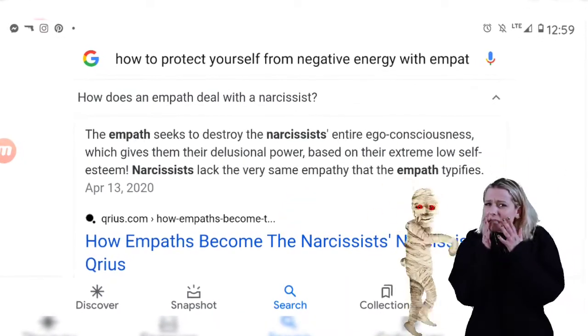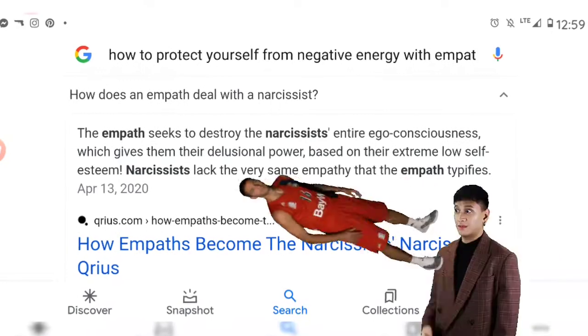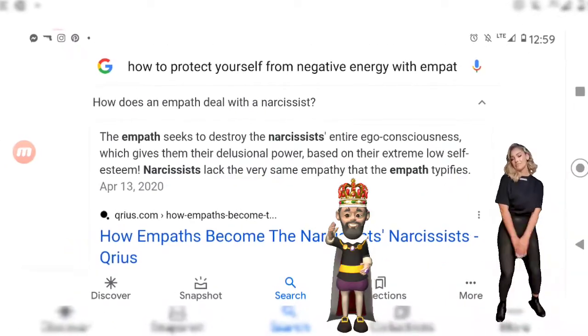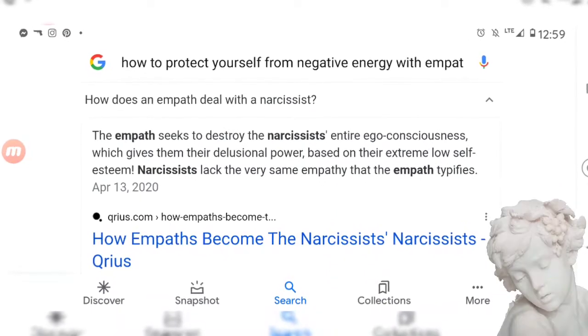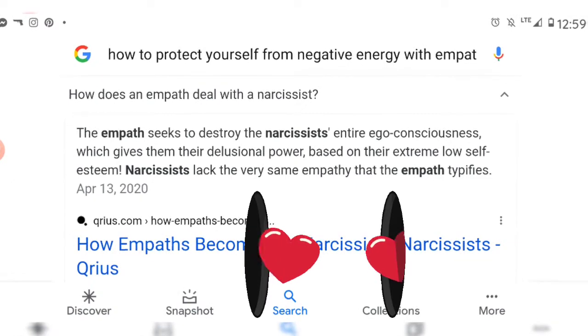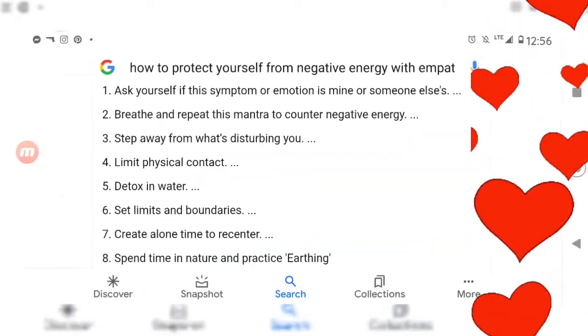How does an empath deal with a narcissist? The empath seeks to destroy the narcissist's entire ego consciousness, which gives them their delusional power based on their extreme low self-esteem. Narcissists lack the very same empathy that the empath typifies.